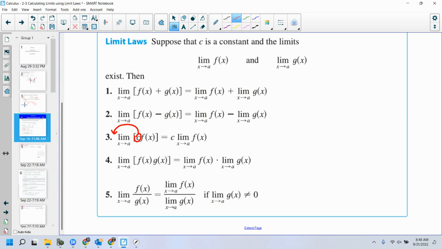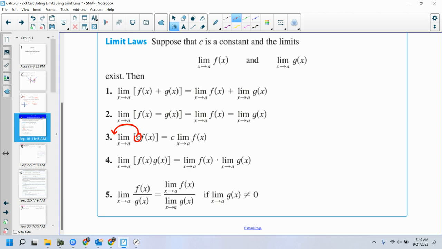Number 4 down here, okay, the product. It works the exact same way as addition and subtraction. The limit of the product is equal to the product of the limits. The limit as x goes to a of f of x times g of x is equal to the limit of f of x times the limit of g of x.